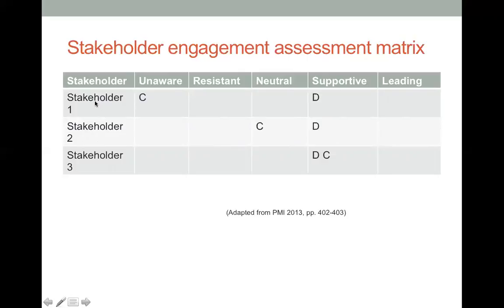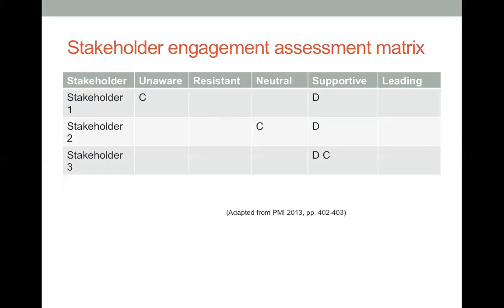Let's say we have these 3 stakeholders: stakeholder 1, stakeholder 2, stakeholder 3. Stakeholder 1 is unaware. Stakeholder 2 is neutral. Stakeholder 3 is already supportive, which is fantastic. So our desired plan: D represents the desired position, C represents the current position of these stakeholders. Our intention is to bring them up from unaware.